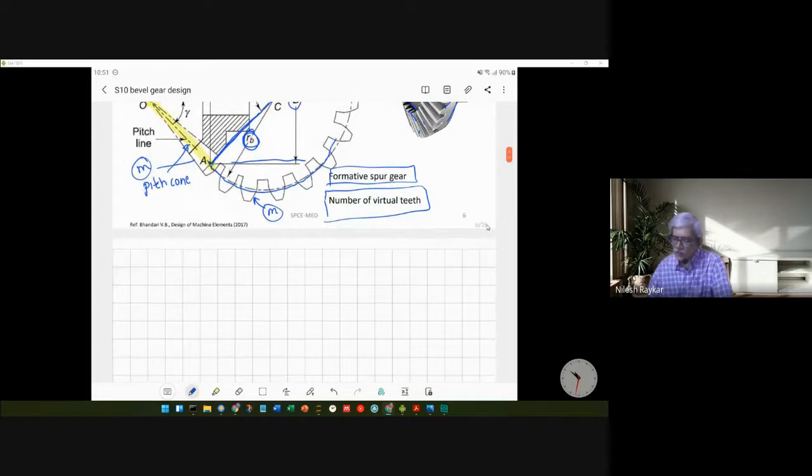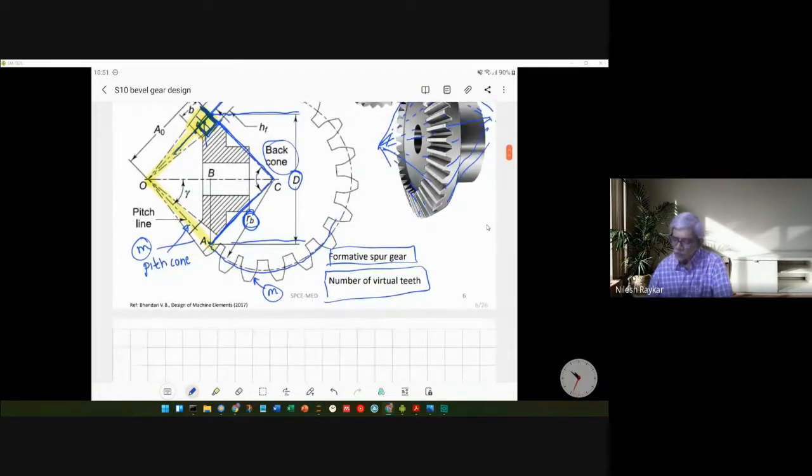So let's establish the relation between the modules. The module can be written in two ways. One way is in terms of the original dimensions, that is, the pitch circle diameter at the large end divided by the number of teeth.